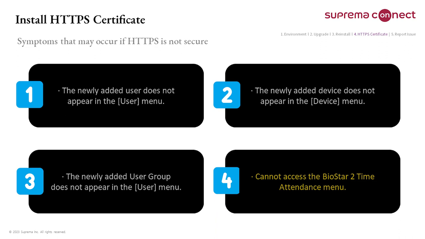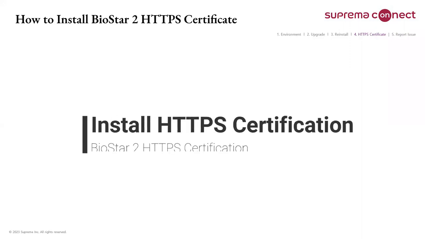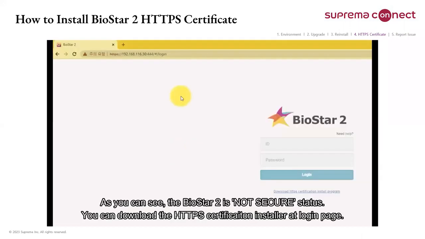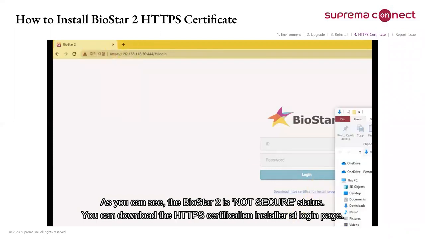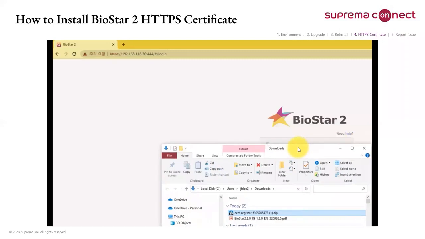So, how can we install an HTTPS certificate? If you use BioStar 2 based on IP, you can install a self-signed certificate by Suprema. Let's check the certificate installation process further in the video.